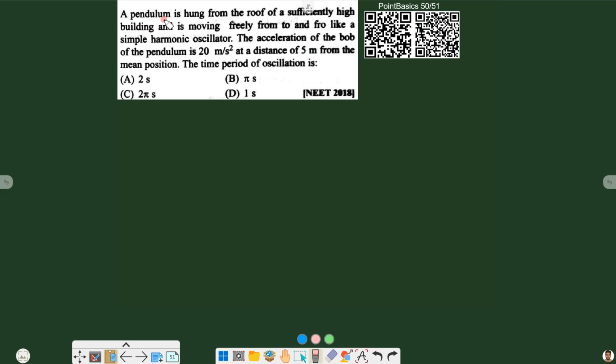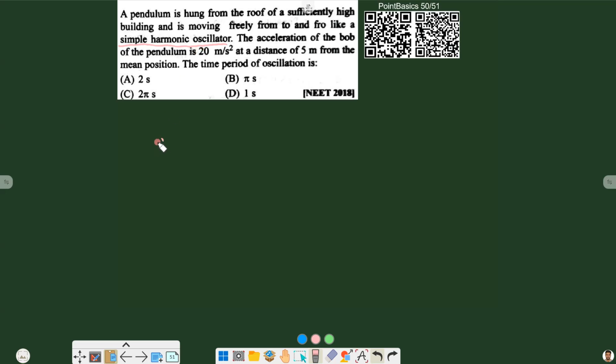A pendulum is hung from the roof of a sufficiently high building and moving freely to and fro like a simple harmonic oscillator. The acceleration of the bob of the pendulum is 20 meter per second square at a distance of 5 meter from the mean position. Find the time period of the oscillator. As it is mentioned that it is behaving like SHM, a simple harmonic oscillator.